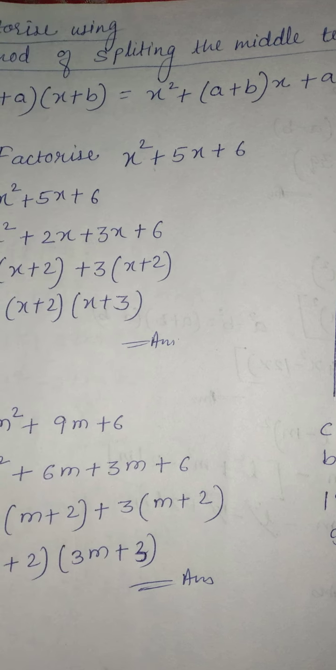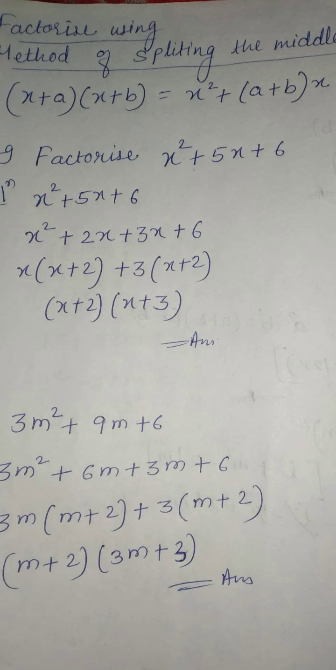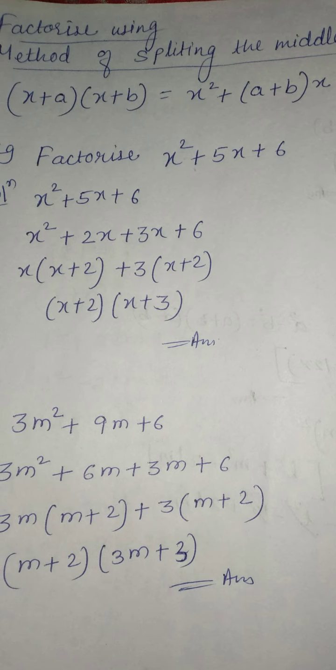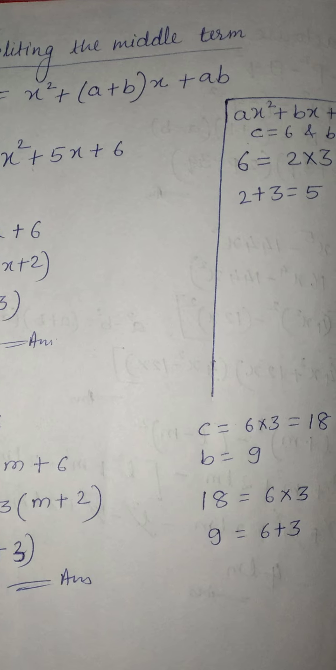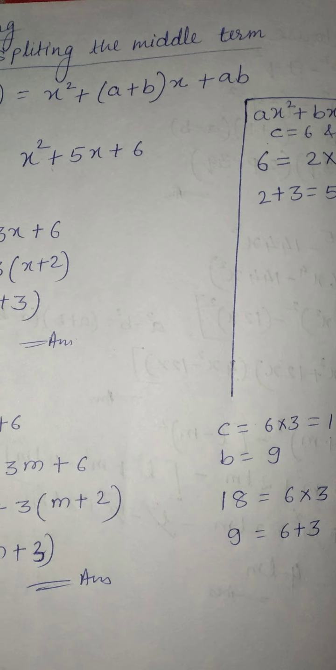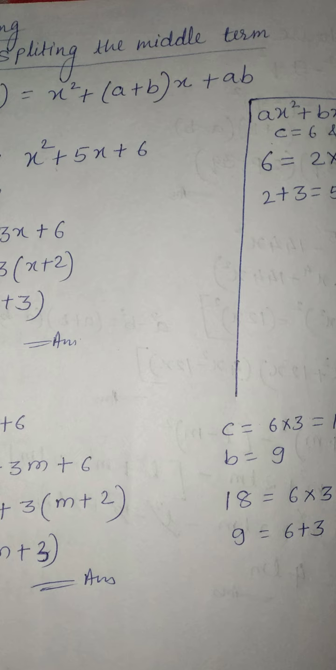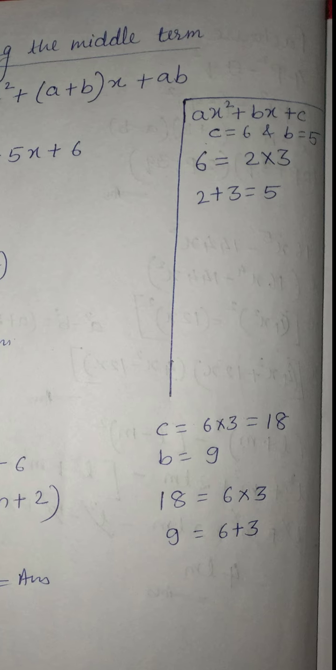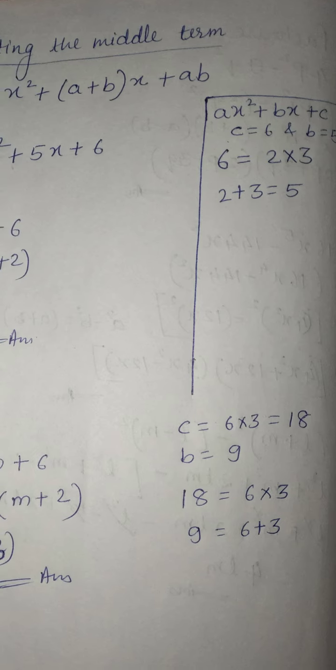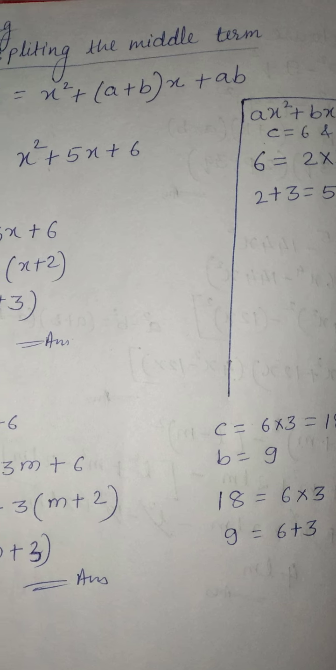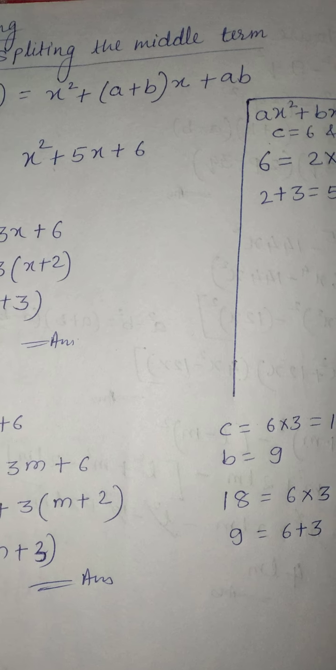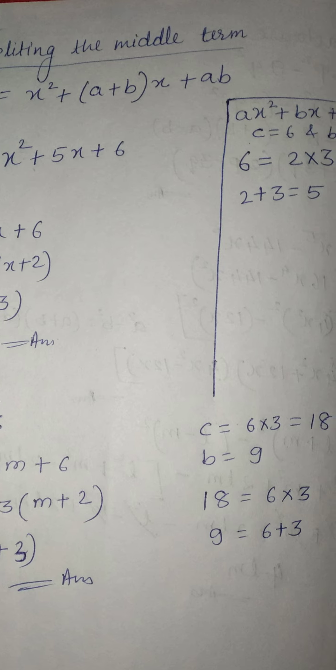I'll explain it here. See, factorize. The example is factorize x square plus 5x plus 6. Here it is in the form of ax square plus bx plus c. So c is your 6, bx is your 5x, and ax square is your x square. Now in the method of identities, I told you that the last term should be in square form. Here, the third term is 6.